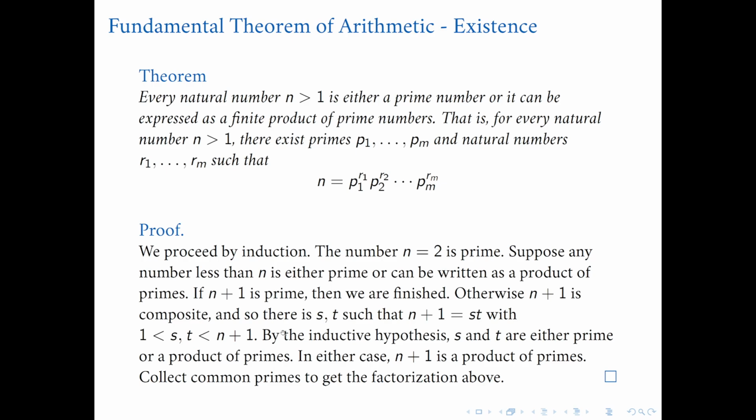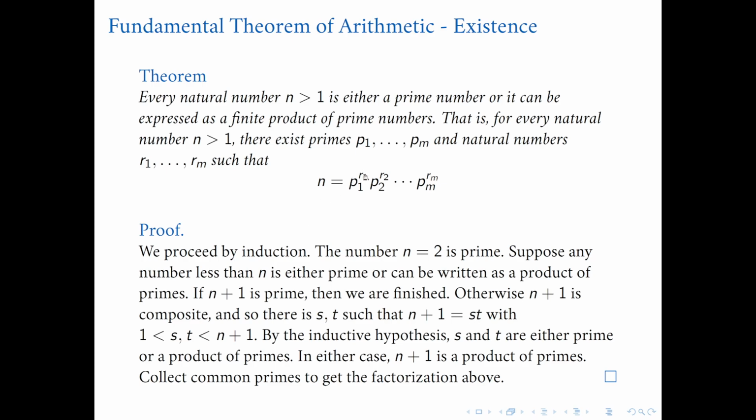Well, s and t are numbers that are certainly less than or equal to n because they're less than n plus 1, so we can apply the inductive hypothesis to s and t. The inductive hypothesis says that the theorem should be true for s and t, so they're either prime or a product of primes. But n plus 1 is s times t, so if they're prime, well, n plus 1 is a product of primes. And if they're a product of primes, then n plus 1 is still a product of primes because it's just the product of each of them. And if one is prime and the other is a product of primes, well, it's still a product of primes. So in any of those cases, n plus 1 is going to be a product of primes, and we're done.